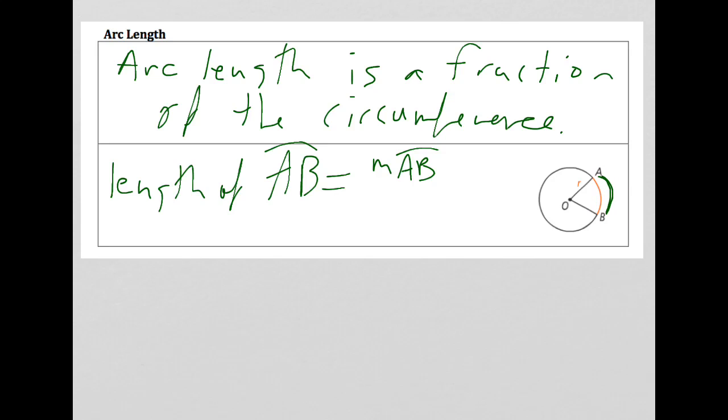So once we know the measurement of that arc, then we take that divided by 360, and then we multiply it by the circumference. This part of our formula right here will give us a fraction of the circle, and then we'll multiply that by whatever the entire circumference is, and that will give us the arc length as opposed to the arc measure. Okay, so that might be a little confusing. Let's do a couple examples and see if that might help.